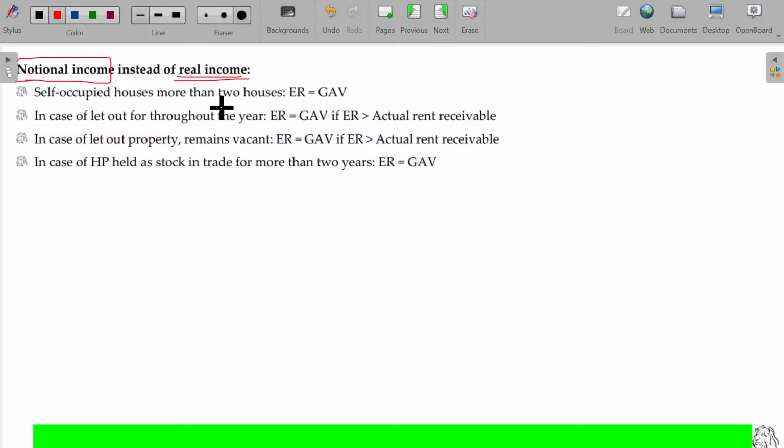So then what about the revenue for the person who let out? Sir, he is not getting any revenue. No. Whether he gets it or not, I already told you it's a notional income. You have to calculate the estimated rent, and for that you have to pay the tax.